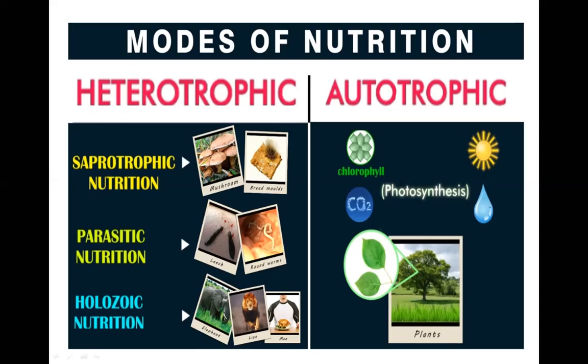Parasitic nutrition is something like, see, leeches are there. Leeches actually depend on blood. Their food is blood. So they sit on the skin of human beings or any other animals and they suck the blood. Got it? They actually depend on other animals to survive. And roundworm, if you see, is present in the intestine. They depend on other organisms, like human beings, for their living. We'll discuss more about these things in detail in the next class.